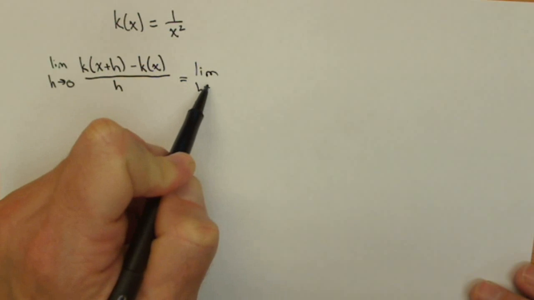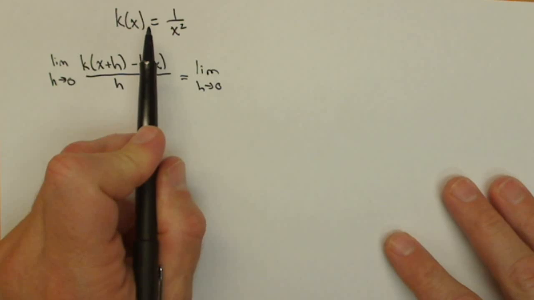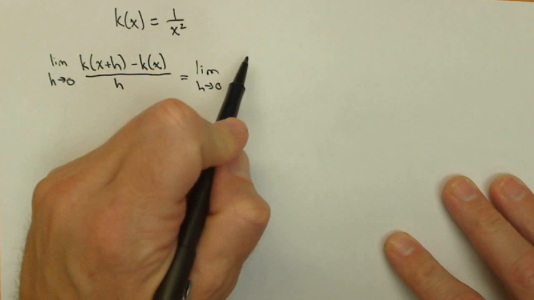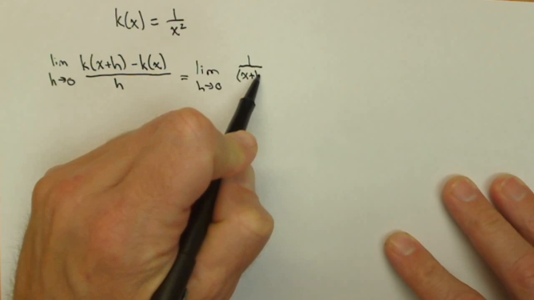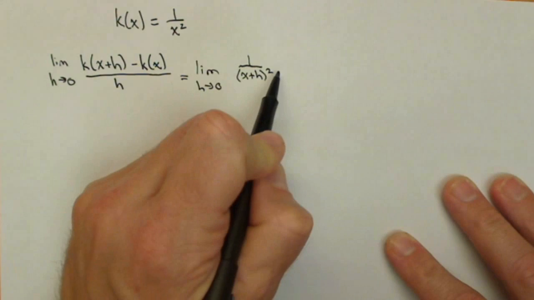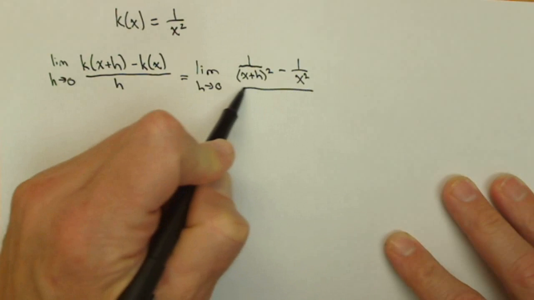So the limit as h approaches 0 of k of x plus h, that's our function k with x plus h in as an input. So what will that look like? 1 over x plus h, the quantity squared, minus k of x, which is 1 over x squared, all over h.